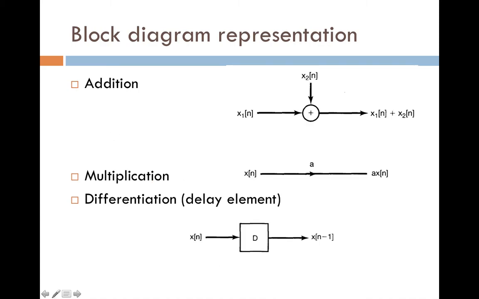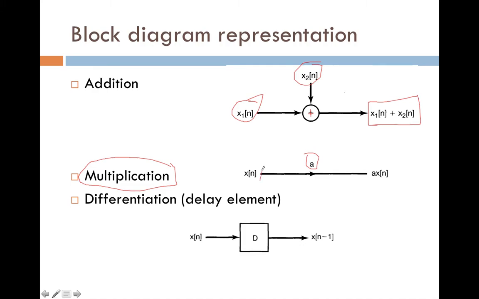So first we will see the adder. An adder is represented using a circle with a plus symbol inside. This block will add two signals, x1 of n and x2 of n, and the output of this adder is the sum of the two input signals. At the same time, if you want to multiply by a constant or any factor, you can draw a line with an arrow, and above the arrow you can write the constant value a.